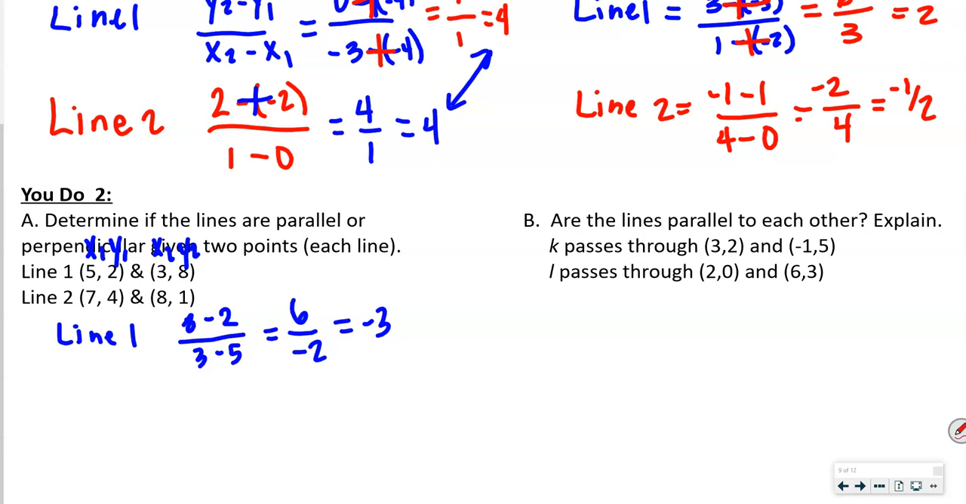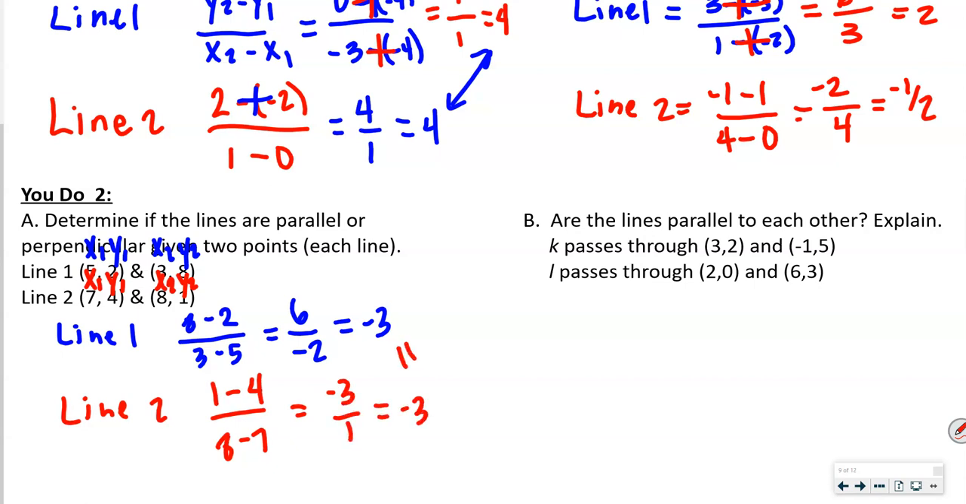Then we're going to do our line 2. So this is going to be x1, y1, x2, y2. So line 2 is going to be 1 minus 4 over 8 minus 7. So that's going to be a negative 3 over 1, which is also negative 3. So if these are equal, what can we say? These are parallel, right?